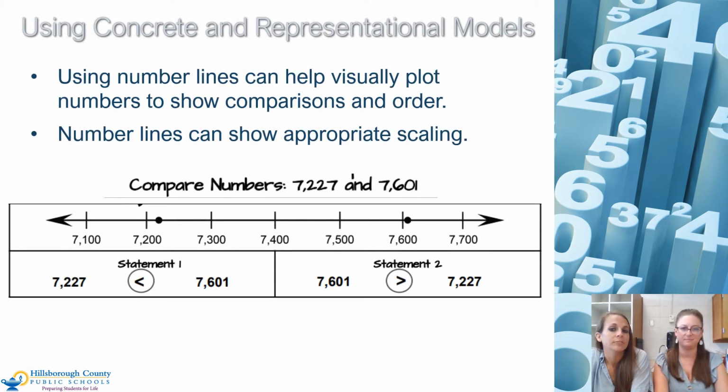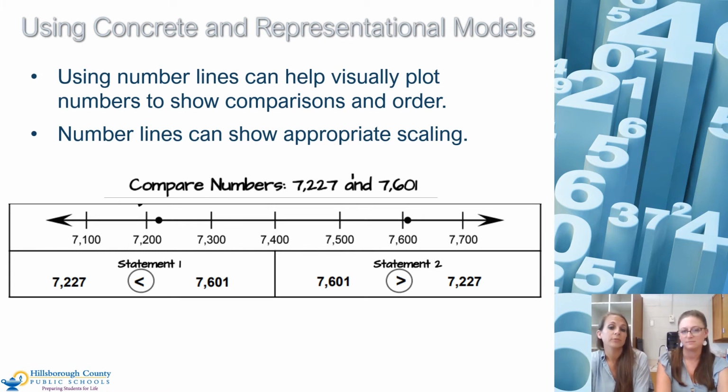Number lines can help visually plot numbers to show comparisons in order. Number lines can show appropriate scaling. So looking here, we can see that 7,227 is less than 7,601. Then because when we're looking at the number line, 7,227 is closer to 0, whereas 7,601 is further away from 0. So it's so important that our students understand how to use a number line before we're trying to get them to compare these numbers.